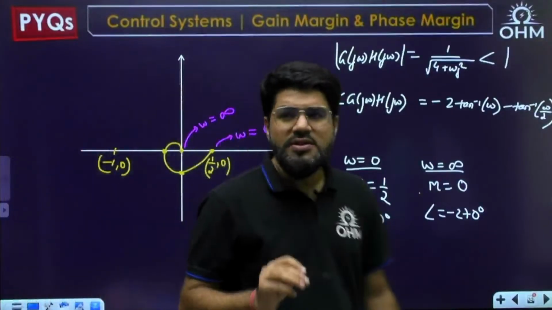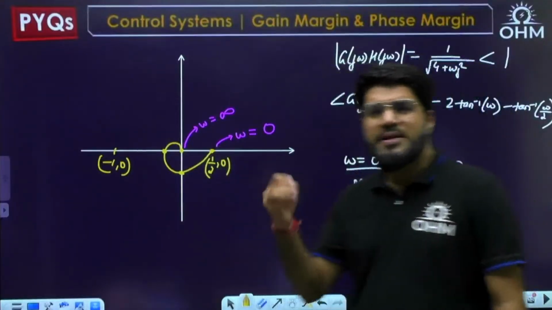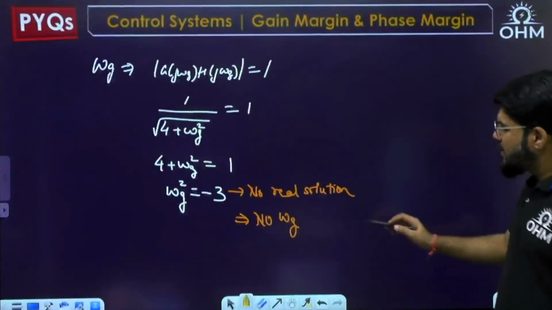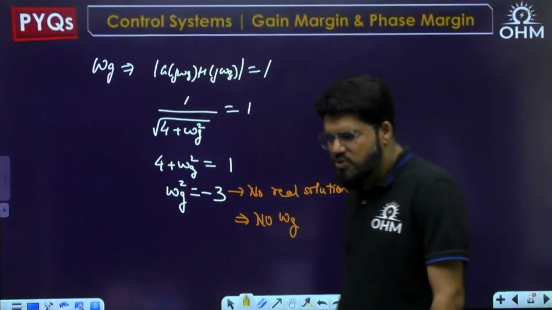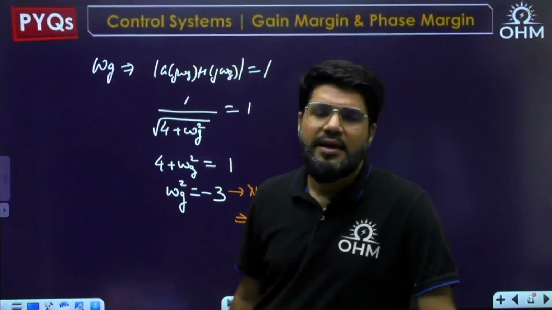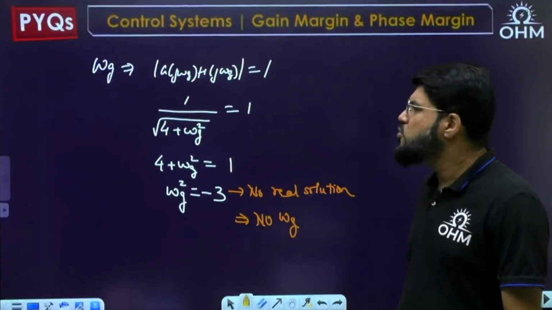Now, what was the concept of phase margin? Why don't I get omega g? Phase margin is calculated at omega g. The calculations have clearly shown you that there is no omega g, correct? Okay, why is there no omega g?